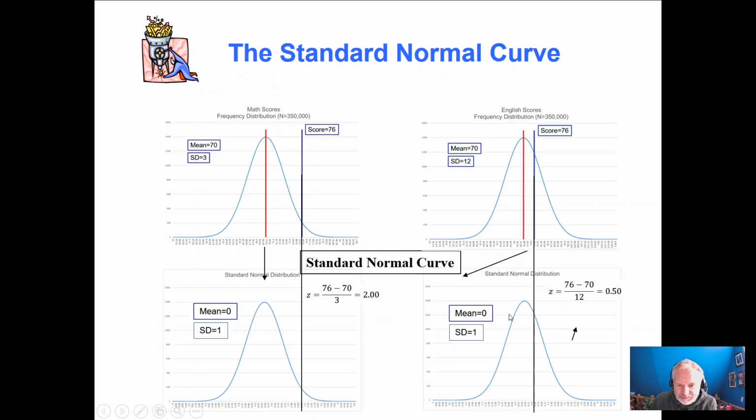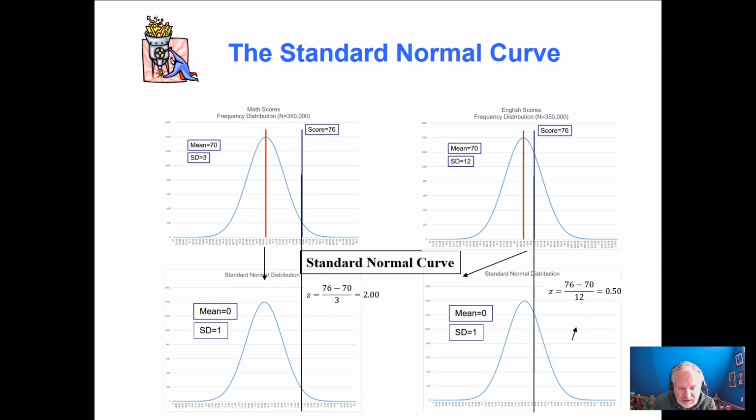So just to recall, we had two scores: the math score and the English score, from the two standardized tests, the math test and the English test. Both scores of 76, mean of 70, and as we saw, the key difference was the standard deviations. For the math test, it was 3. For the English test, it was 12. Converted both of those to z-scores, right? The standard normal curve, mean of 0, standard deviation of 1. That is by definition. I always know that's true. I don't have to do that calculation for every score in the distribution. The z-score for the math test is 2.0, and the z-score for the English test is 0.5.